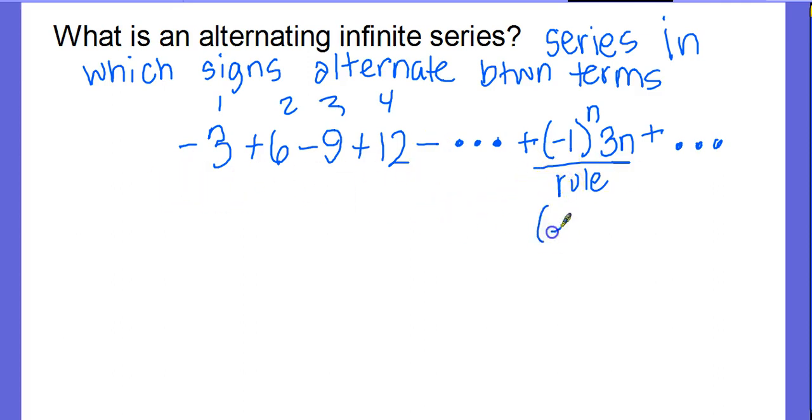Let's test it. Negative 1 to the 5th, position 5, times 3 times 5. Well, what's negative 1 raised to an odd power? Negative 1. And negative 1 times 15 is negative 15. So this is what we call an alternating infinite series. Now, it could be finite. I might ask you for the first 6 terms or the first 10 terms. You never know. But it's asking for infinite, so you can see how it's written out, and you can read it and interpret it.